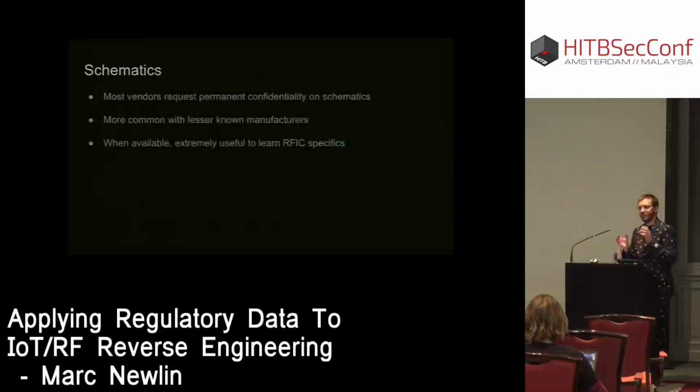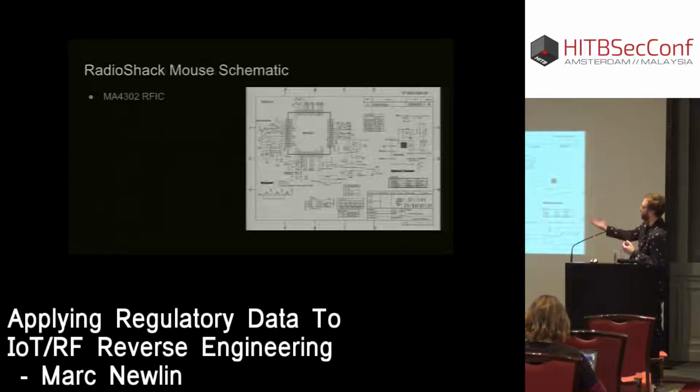So schematics, this is really hit or miss. Most vendors will not make these available, but in some cases they are. And so in this case, for the RadioShack mouse, we can actually see the specific model of the RFIC. Unfortunately, in this case, it's a lesser-known manufacturer called Mozart Semiconductor who makes this. They don't have any publicly available documentation, but it's still something we can Google for later. And most of the big-name companies will not make this data available.